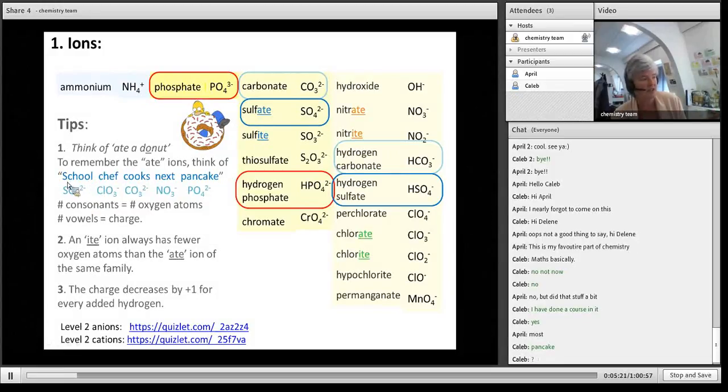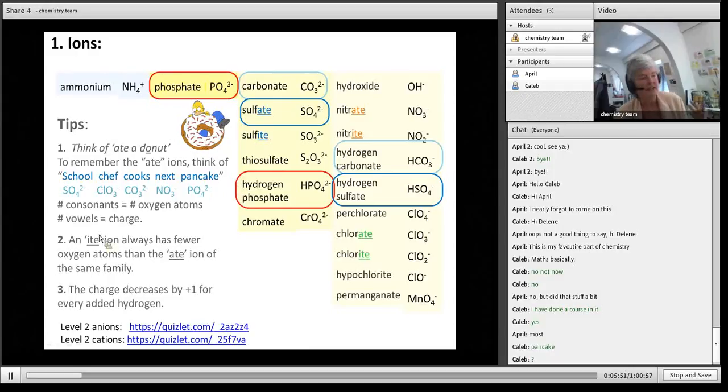So S for sulfate. CH for chlorine, so that's the chlorate. Pancake, phosphate. Okay, so 1, 2, 3, 4. So it's got 4 oxygens, and it's, yeah, thank you. There's an error there. That should have been 3 minus. Well done, Caleb. So that should have been PO4 3 minus, as you can see up there, and because there are 3 vowels. So it's good spotting.